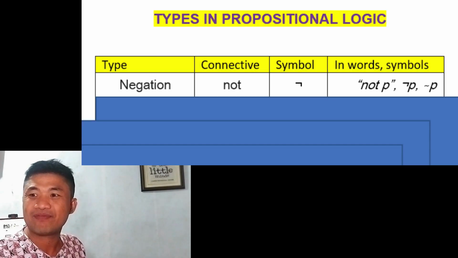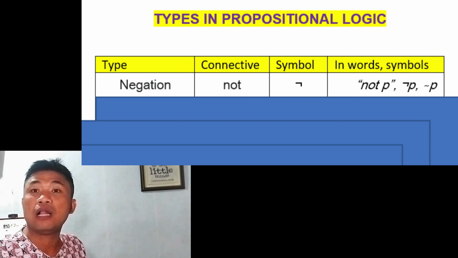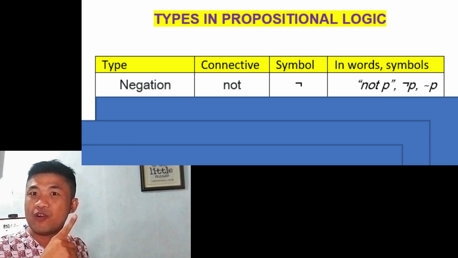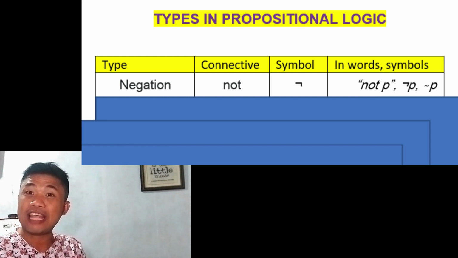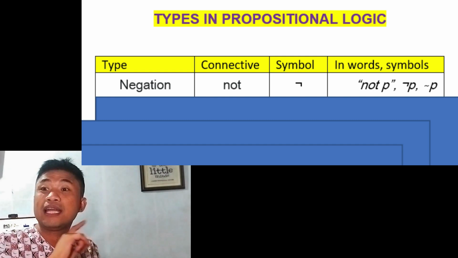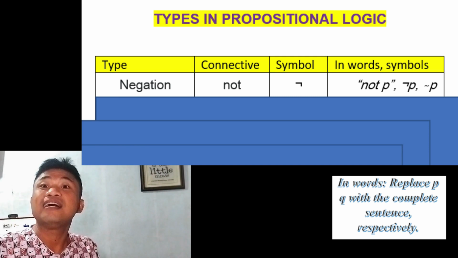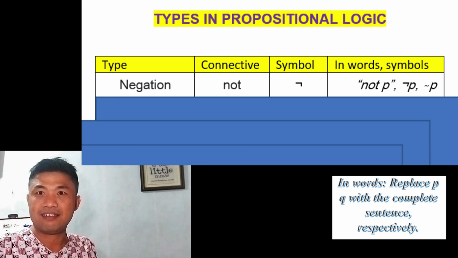Types in propositional logic. First, we have the negation. It can be applied to a simple proposition. We will add, for example, the symbol for the negation, and the connective on this one, with a clue, is not. Example, the sun is shining. We will add not. The sun is not shining.